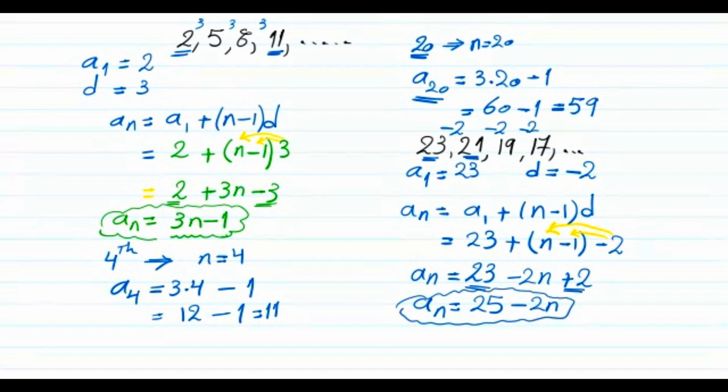If you want to check, find the fourth term. That means n equals 4. It's going to be 25 minus 2 times 4. That means 25 minus 8, which equals 17. That's correct. This is the fourth term.